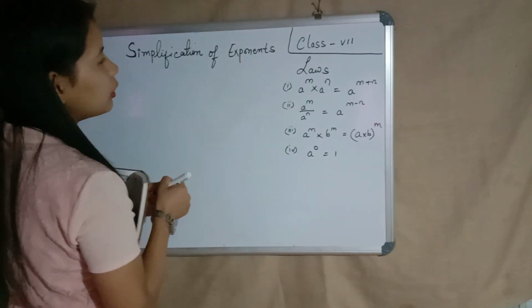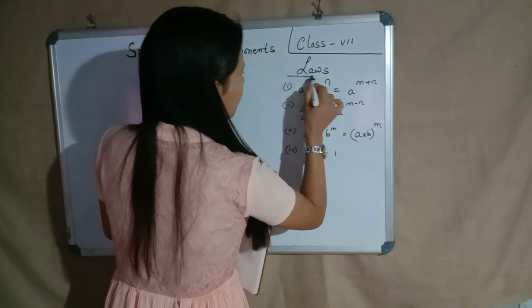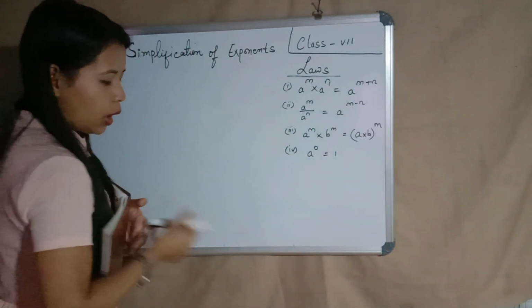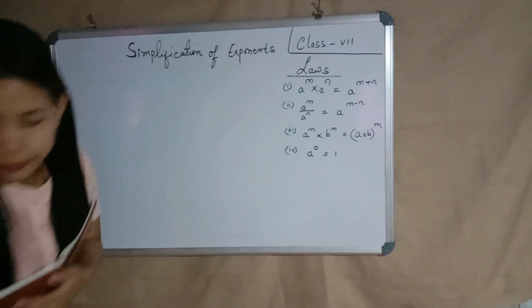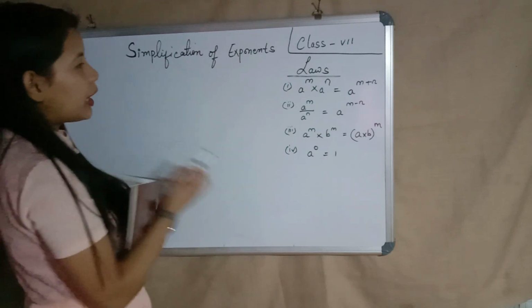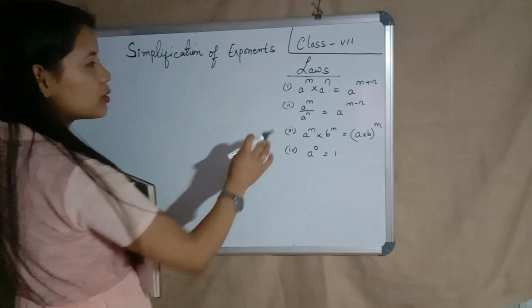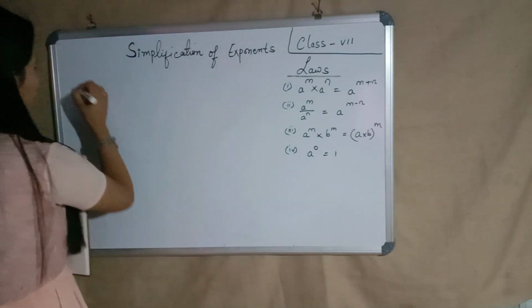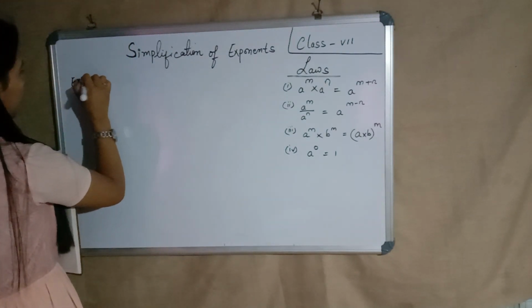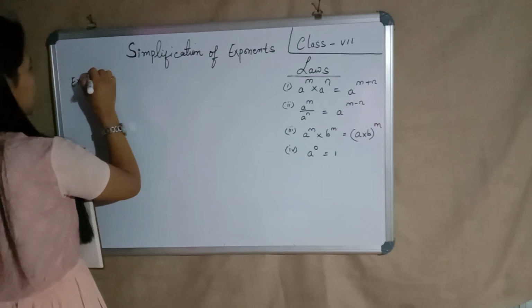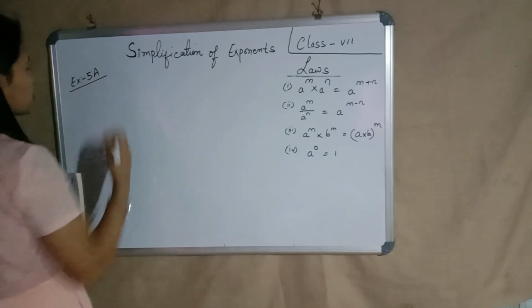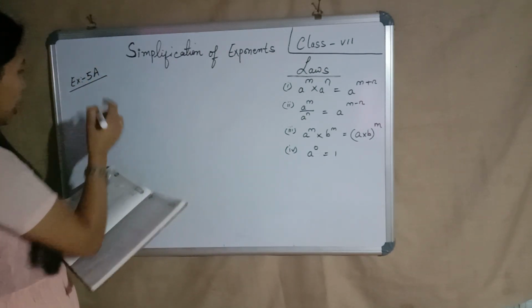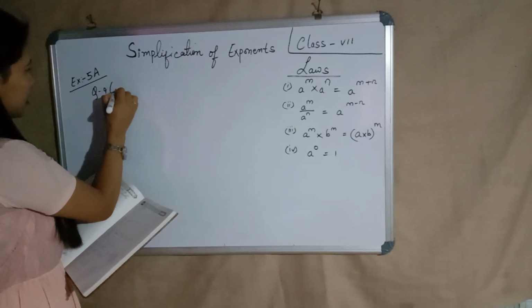For your convenience, I have written a few laws here. Whenever I do any sum, I'll be referring to these laws. You should be very thorough with these laws. Let me take the first example. I'll be taking the questions from exercise 5A. The first question is question number 9, sub-question 4.